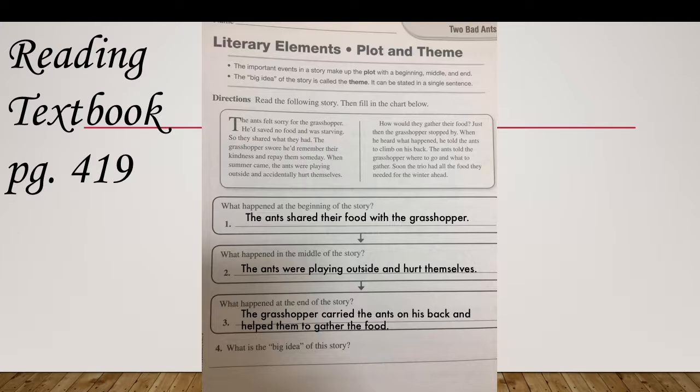Are we done? Okay, let's go to the big idea of the story, or theme. What did you learn from the story? Did you learn something from the story? You see, at the beginning of the story, the ants felt sorry for the grasshopper because he had no food, right? So they shared the food. And he said that one day maybe he will repay them the kindness. And in the summer, he had a chance to repay their kindness because when they got hurt, they needed help, right? And the grasshopper helped them to gather the food.